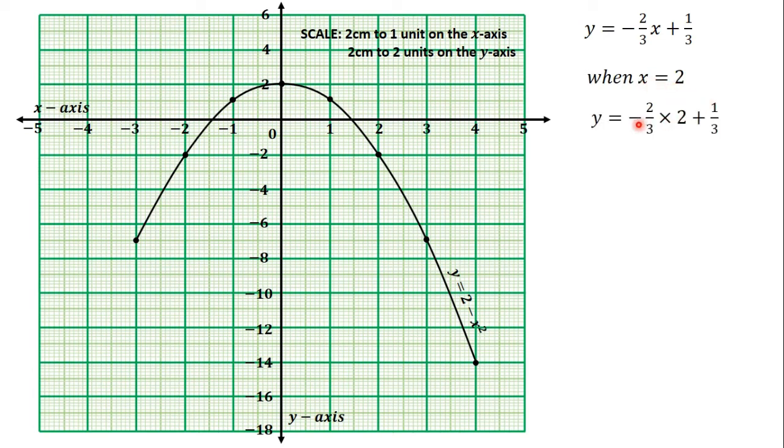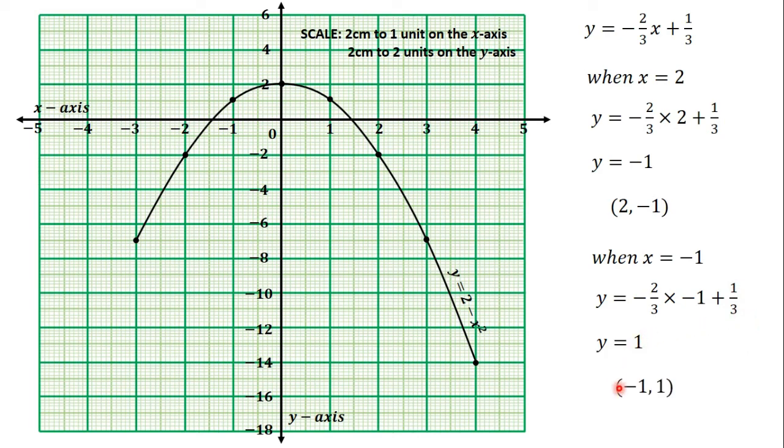When x is equal to 2, y will be equal to minus 2 divided by 3 times 2 plus 1 divided by 3. And this will give us y is equal to minus 1. So when x is 2, y will give us minus 1. We need another point, so let's assume another value for x. When x is equal to minus 1, y will be equal to minus 2 divided by 3 times minus 1 plus 1 divided by 3. And this will give us 1. So when x is equal to minus 1, y will be equal to 1.